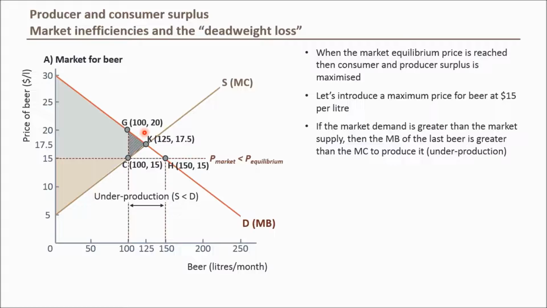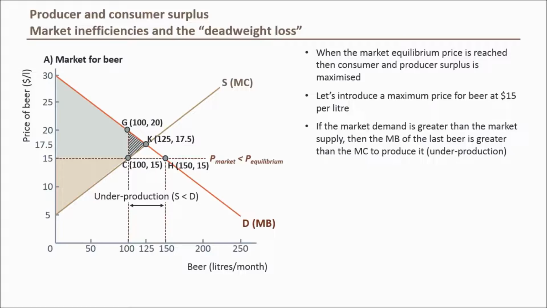This area is shown by the striped out area between the demand and supply curve in figure A and is called the deadweight loss. This deadweight loss represents the lost surplus that the price ceiling has caused in the market.